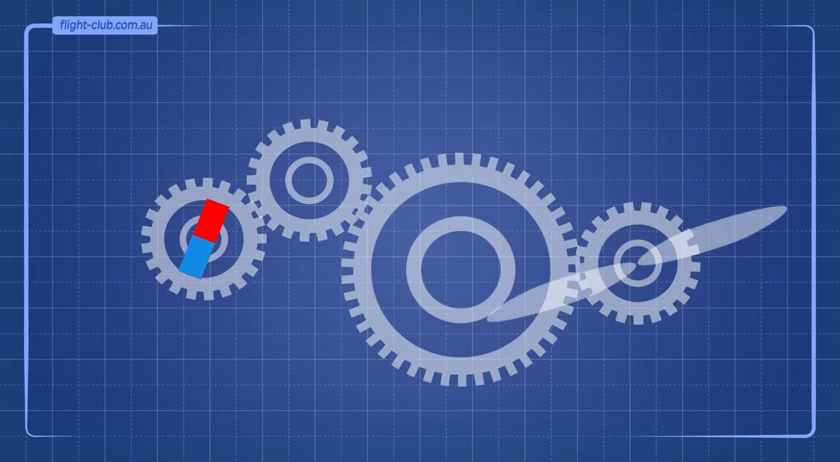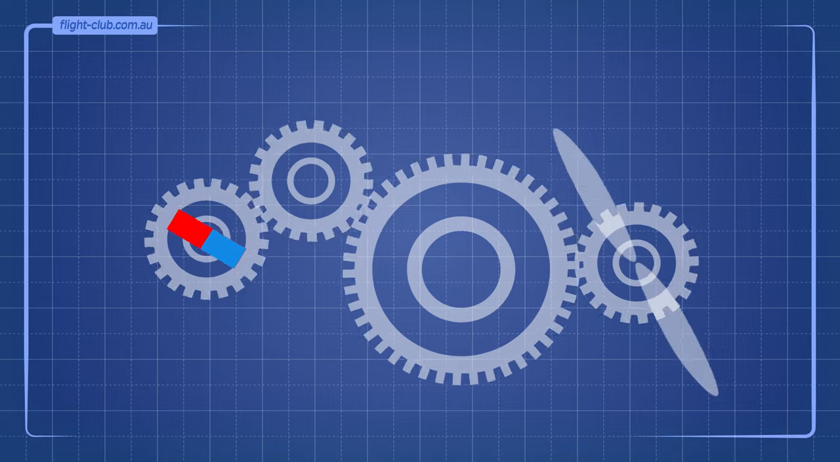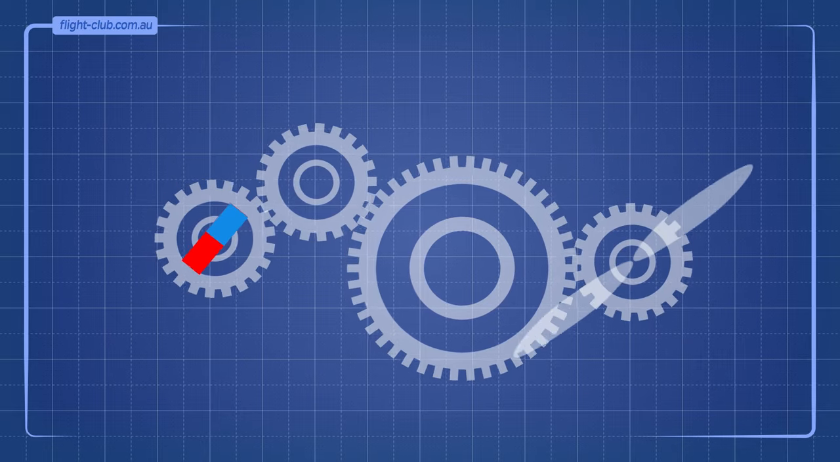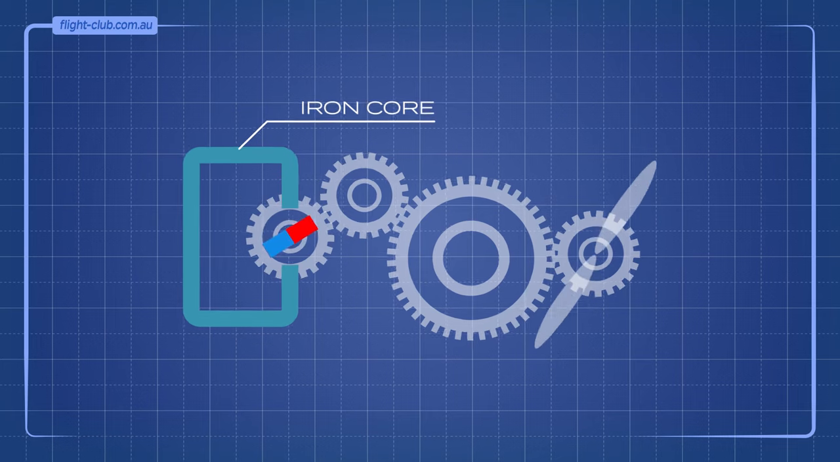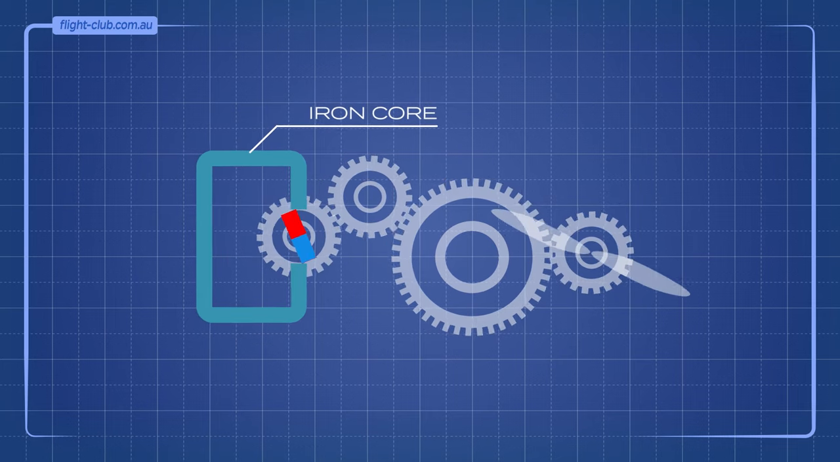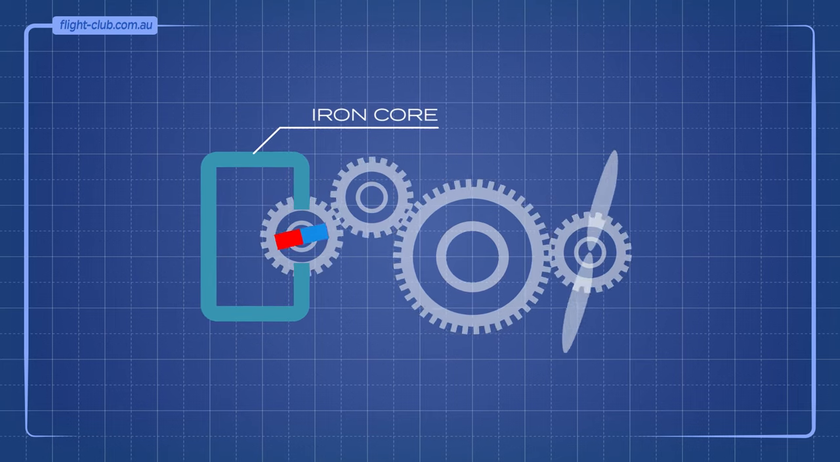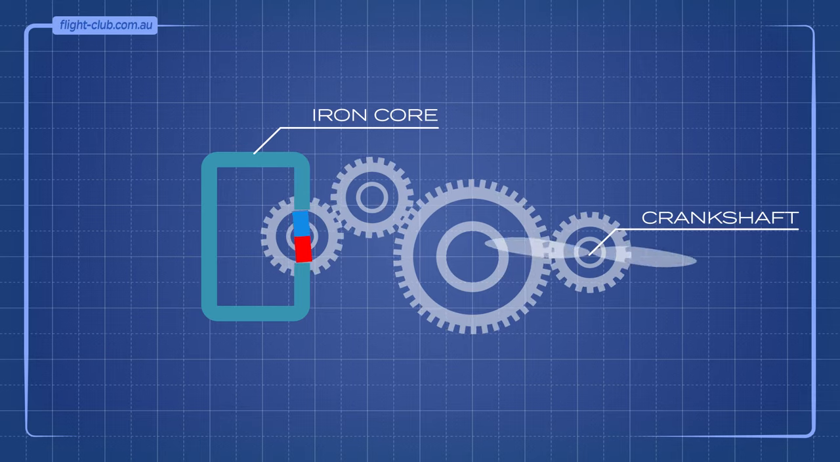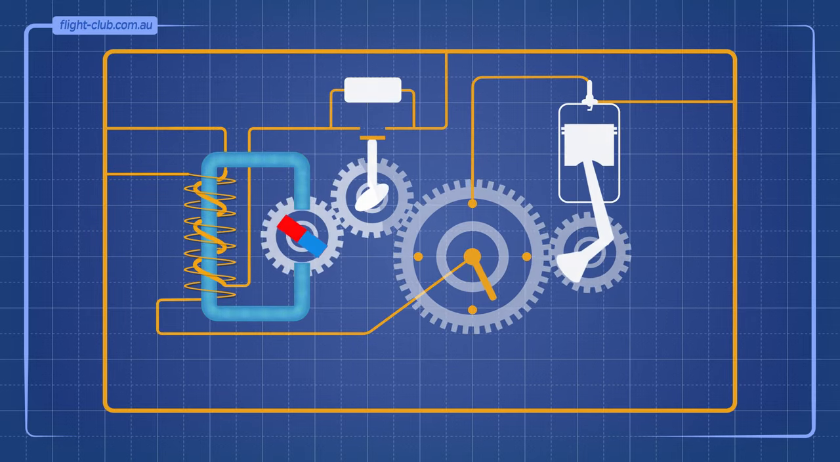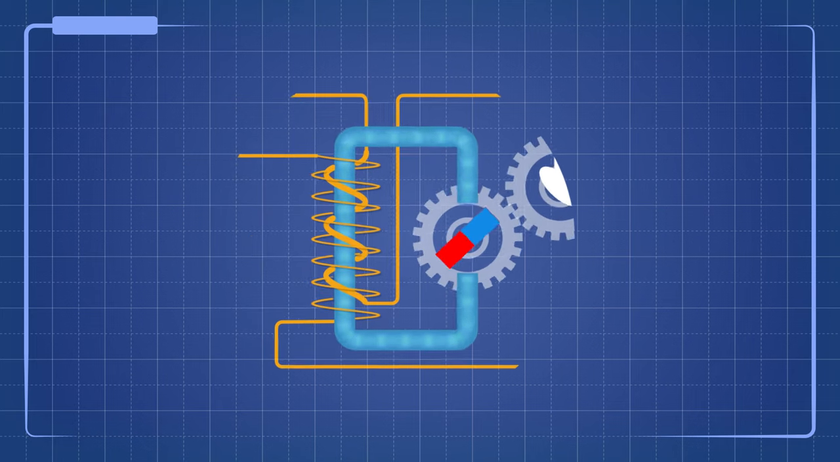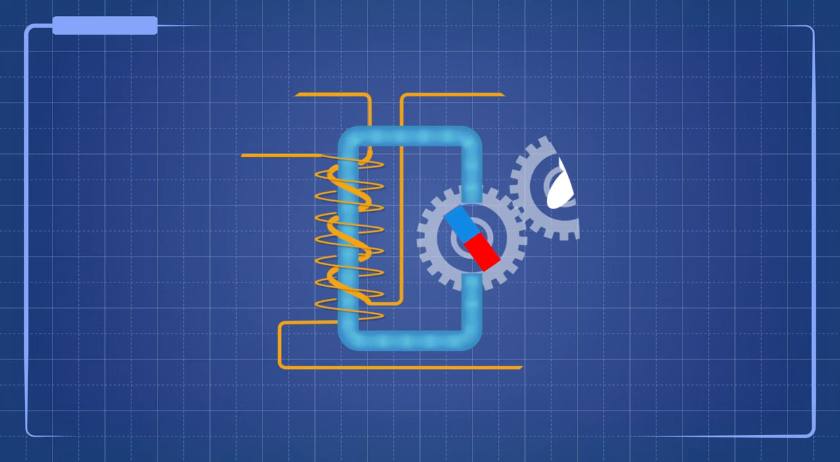In a magneto, the magnet is very strong. It's driven by the engine through a gear system and it rotates inside an iron core. In a four-cylinder engine, the magnet rotates at crankshaft speed. As the magnet rotates, its magnetic field flows up and down the core and through the copper wire coils.